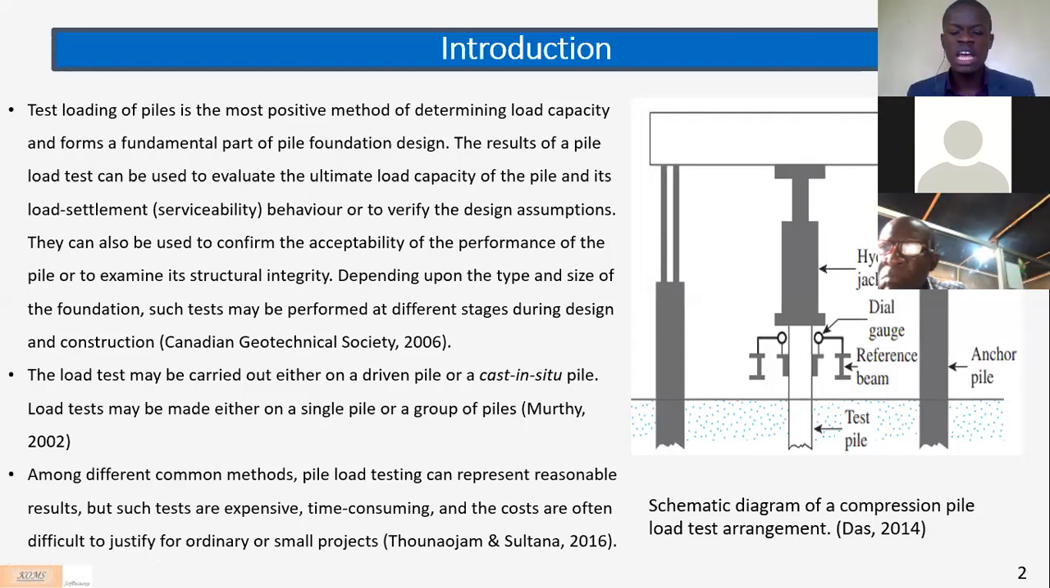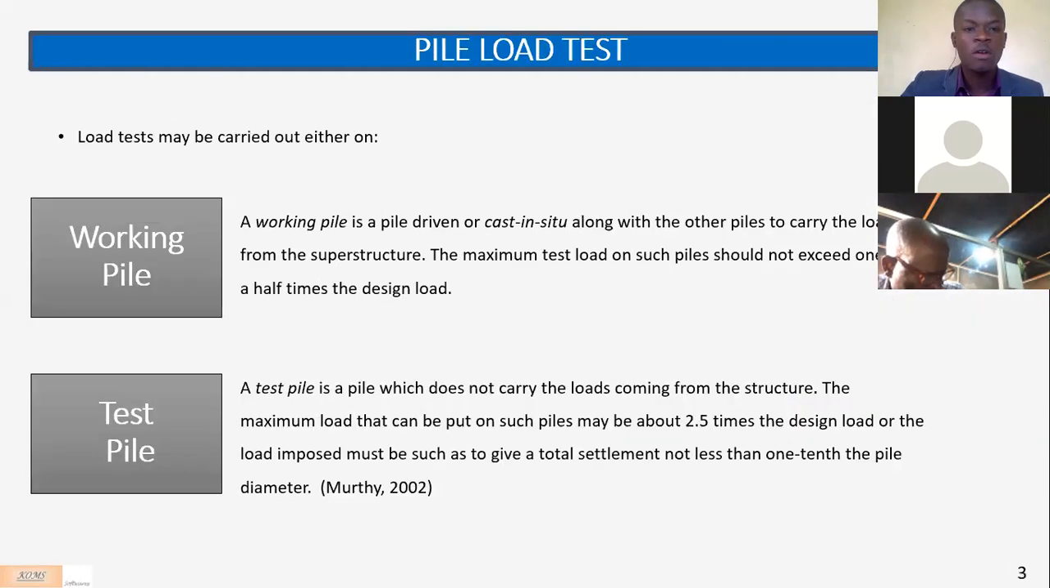This test can be done on either a single pile or a group of piles, be it a cast or a driven pile. This test is expensive and it is time consuming. Those are some disadvantages of this test. And the test can be carried out either on a working pile or on a test pile.